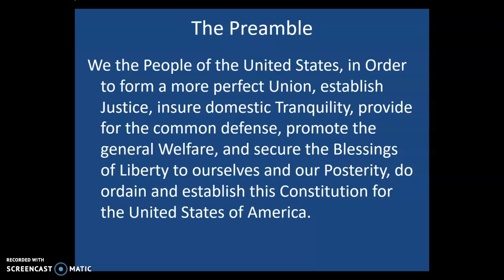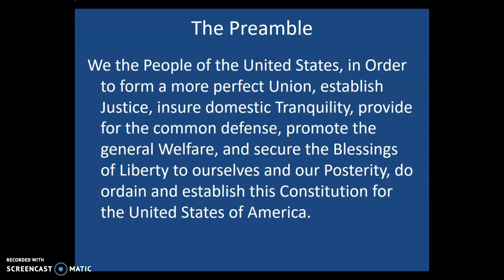The Preamble, simply stated: We the people of the United States, in order to form a more perfect union, establish justice, ensure domestic tranquility, provide for the common defense, promote the general welfare, and secure the blessings of liberty to ourselves and our posterity, do ordain and establish this Constitution for the United States of America.